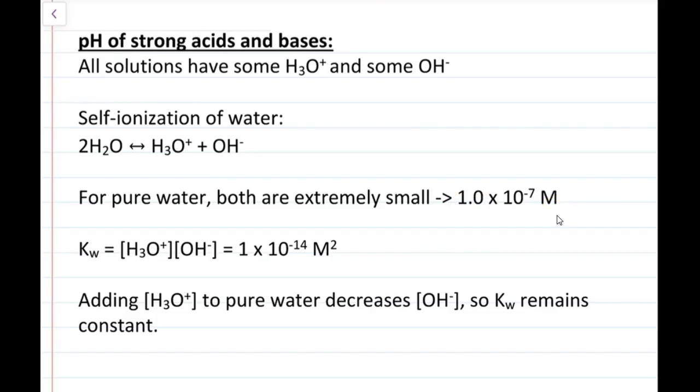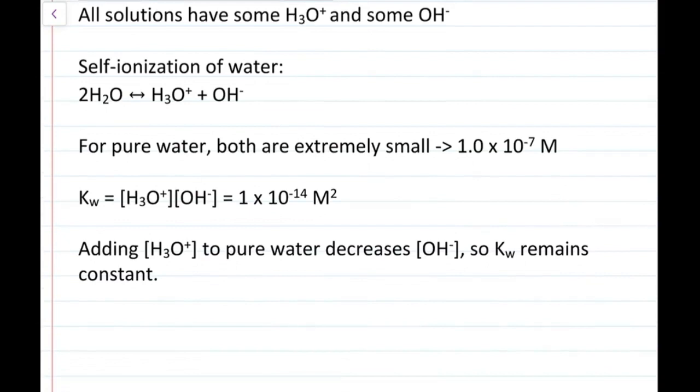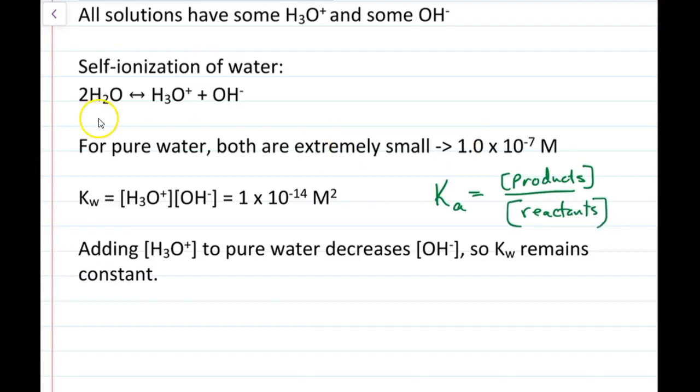Okay. If we do a Kw, Kw is like Ka, and if you remember, Ka, or Kb, is just product concentration. So products over reactants, right? Well, when we say Kw, we're referring to this self-ionization of water equation, and my products are hydronium and hydroxide, and so they would go on the top. And then my reactant is just water, and that goes on the bottom. But since water is a liquid, it doesn't really have a molarity. So it just basically goes to 1.